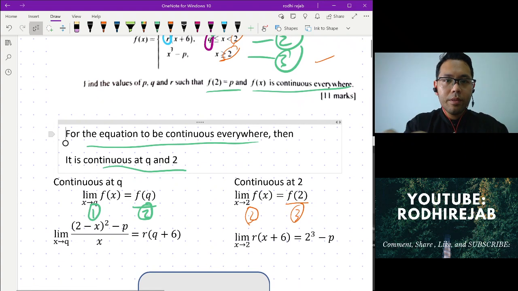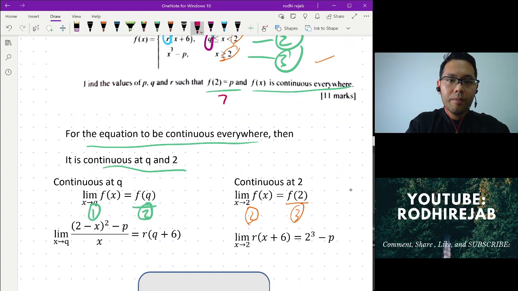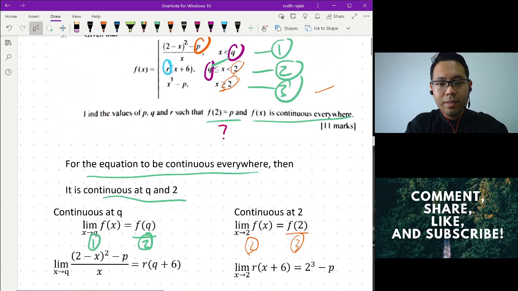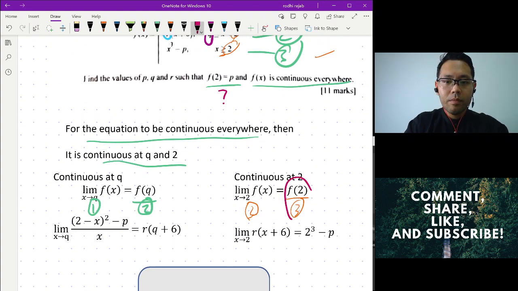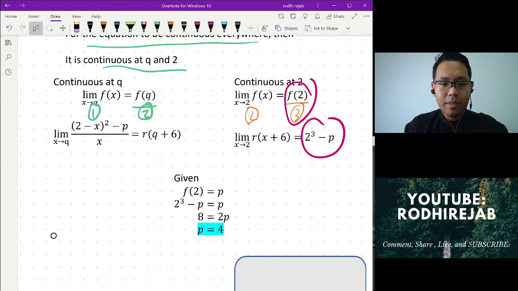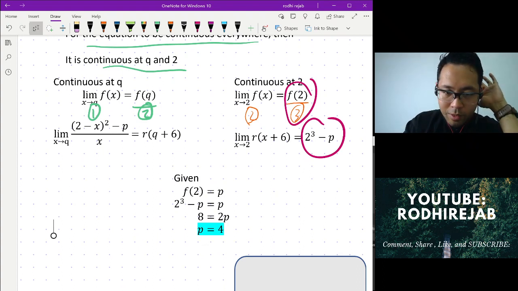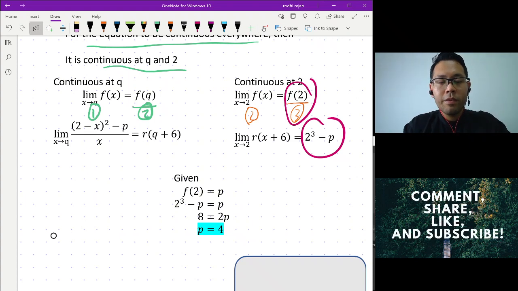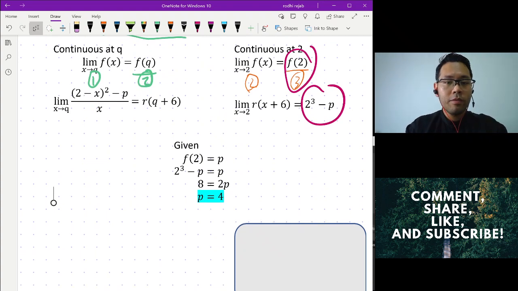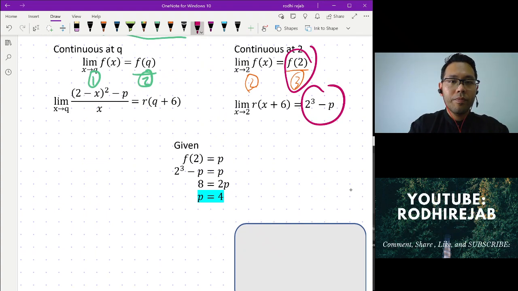Now we try to use the next clue here. f(2) equals P. You need to choose which equation it will be. It will be this equation, the one we'll be taking, same reason, because there's equal. So you got that. f(2) equals P, just substitute: 2 cubed minus P equals P. And we finally got P equals 4. Once we have P equals 4, you want to substitute this value into the two equations, the left side and the right side.